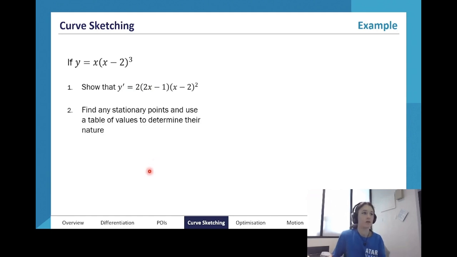Okay, but now we're going to get into actually deriving this. So, as I said, we're going to have to use the product rule. So we're going to have u equals x and v equals x take 2 cubed.